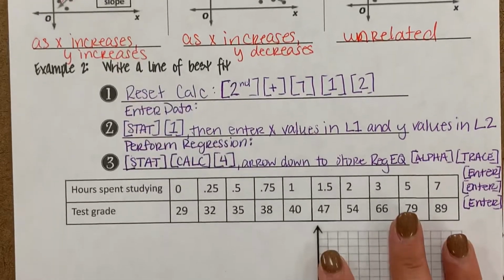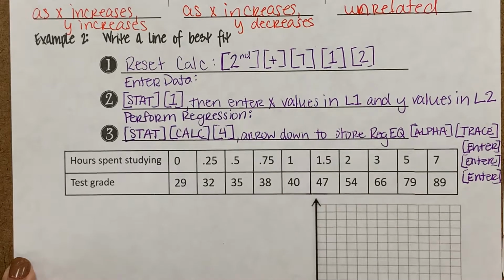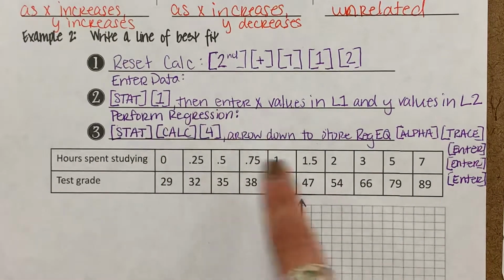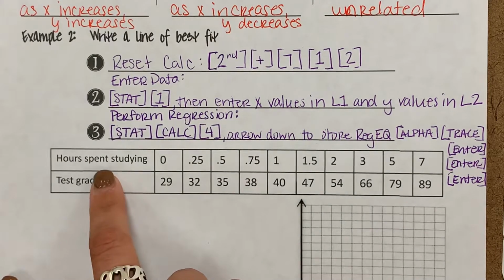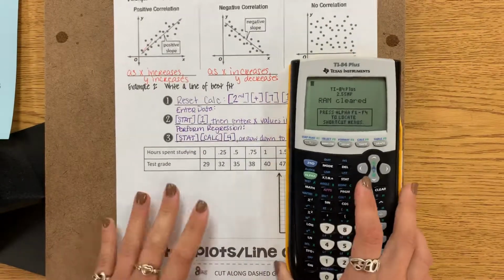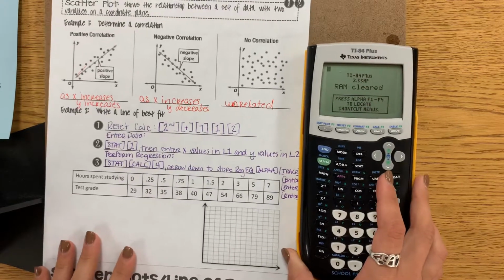Next, we're going to work on writing a line of best fit. So it's a line that is going to describe the information we are given. Go ahead and pause your video right here and write down these steps, that way you have them to refer back to. So we are going to take our calculators and we're going to follow these steps exactly as they are written without skipping anything.